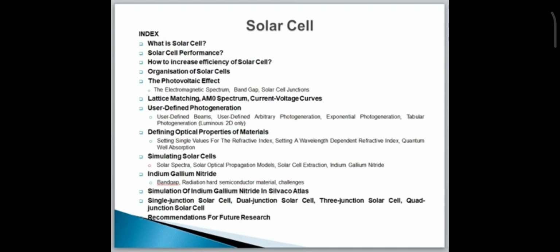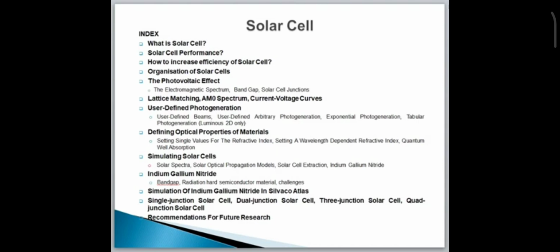Next, we will discuss the solar cell spectrum, AM 0 and AM 1.5 spectrum in solar cell. Next, we will discuss the current voltage curve, in which I will explain how to find out the efficiency of the solar cell. To simulate the solar cell in Silvaco TCAD, you must know about user-defined photo generation.